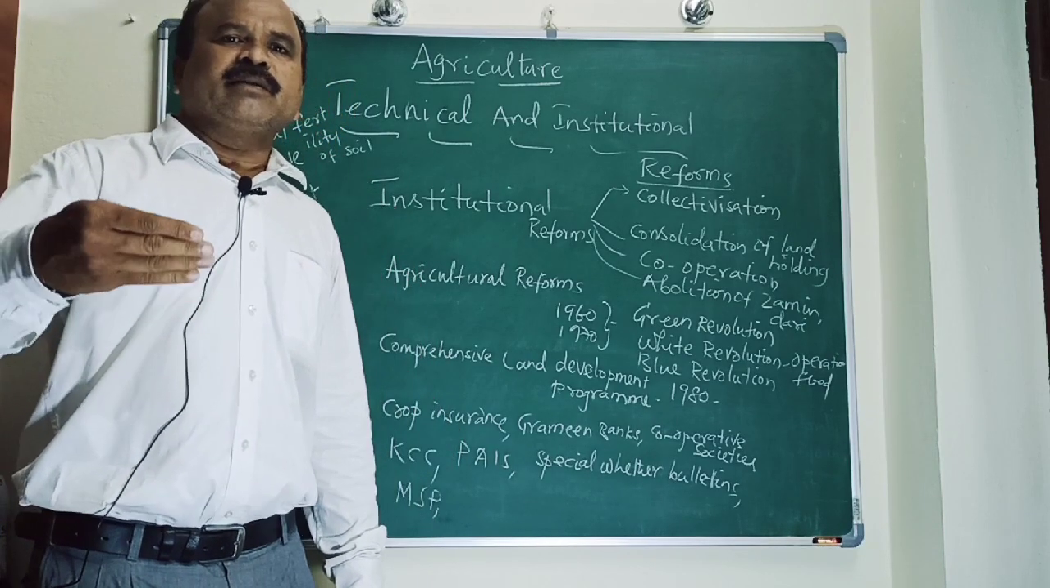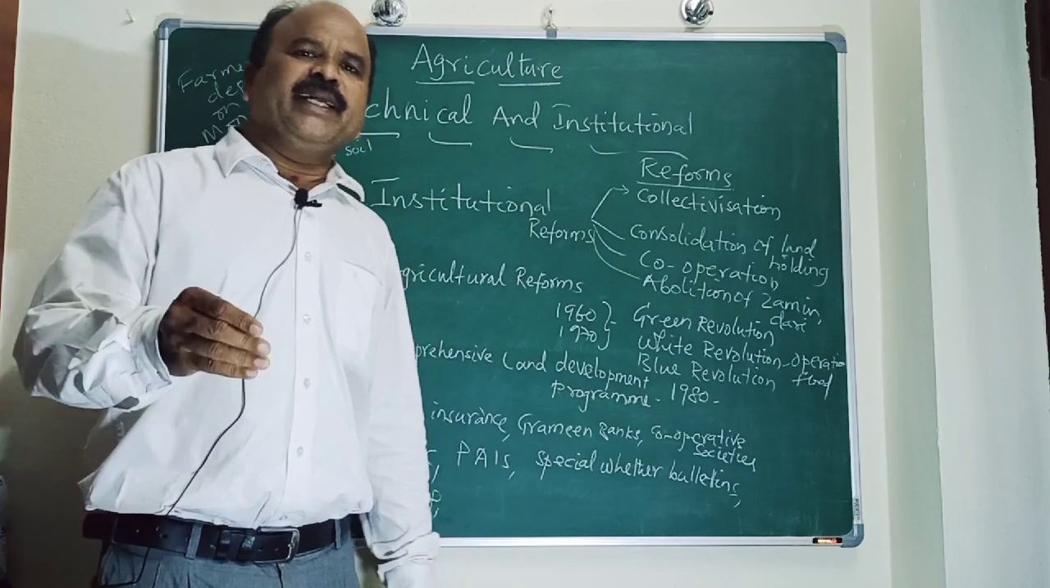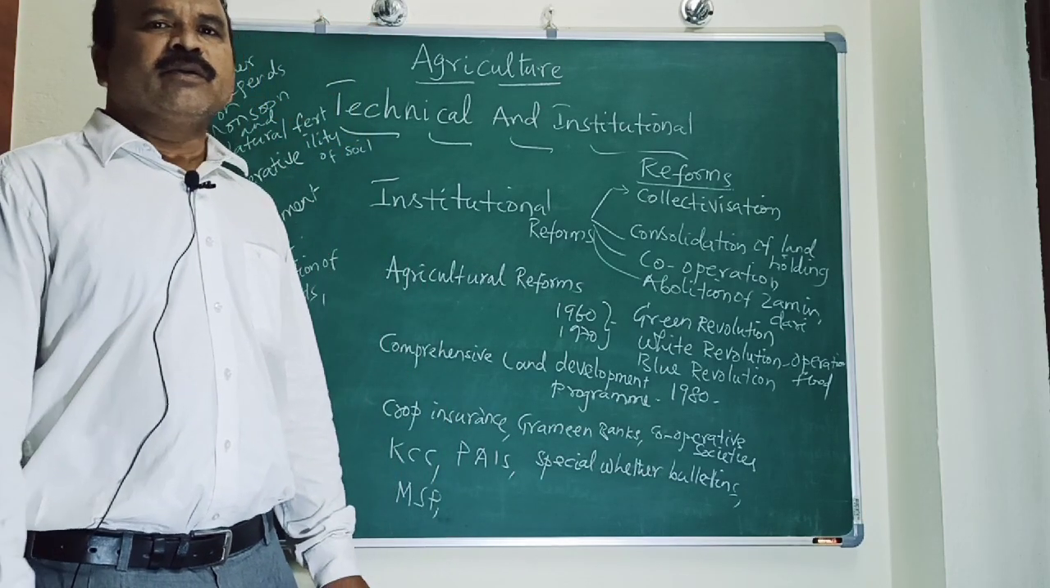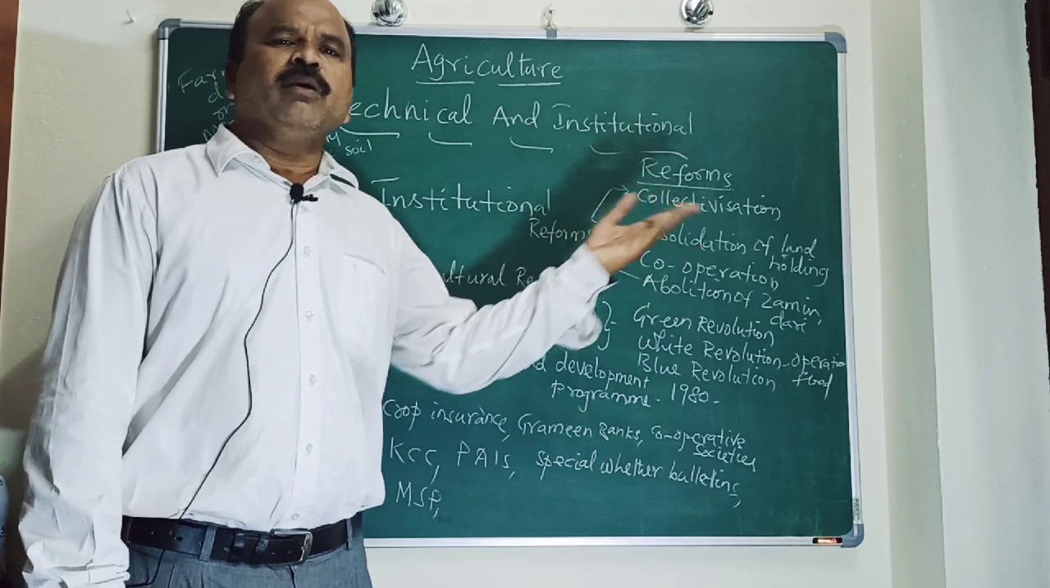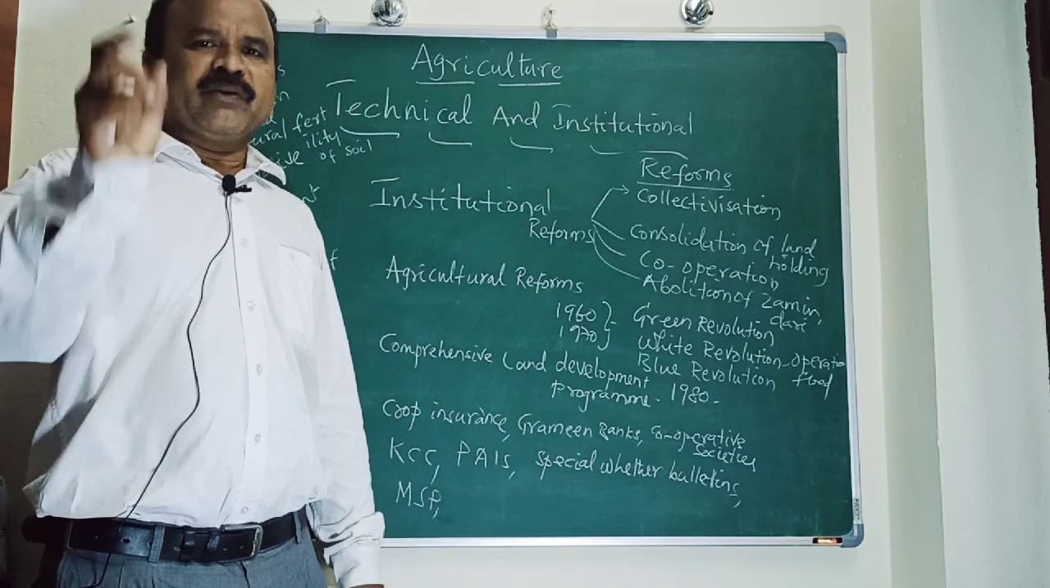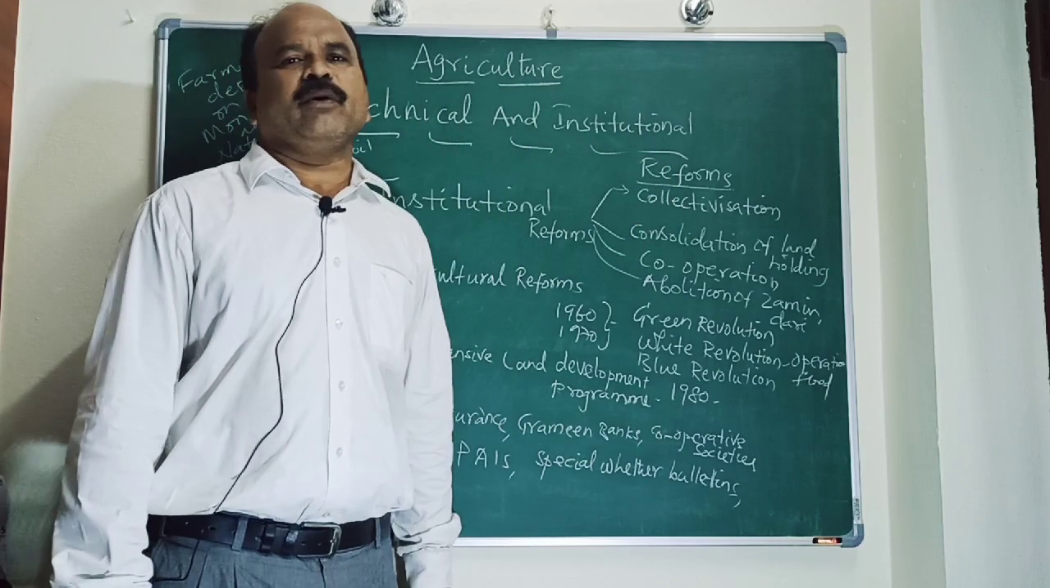Our country sees a very vast growth of population every year. Every day the population has been growing. So now a farmer cannot follow old, age-old methods. So we need some reforms. Those reforms are called technical and institutional reforms.